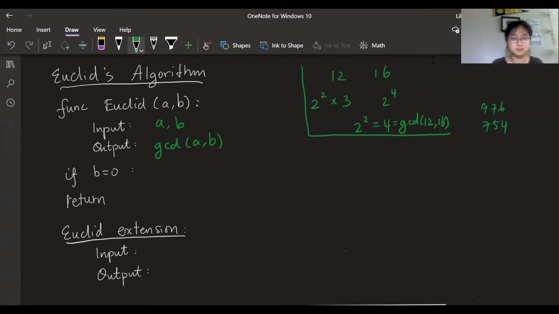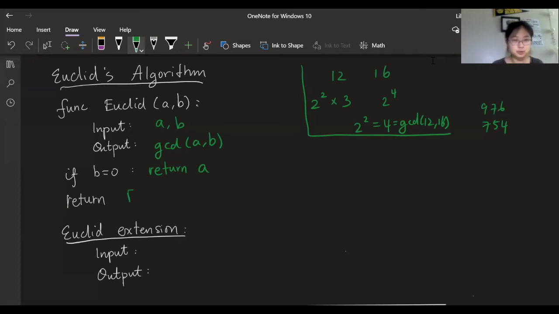So here's the algorithm. The way it works is if b is equal to 0, so this is the base case, we return a. This essentially says that the greatest common divisor of any number with 0 is just that number. There's no tricks to it.